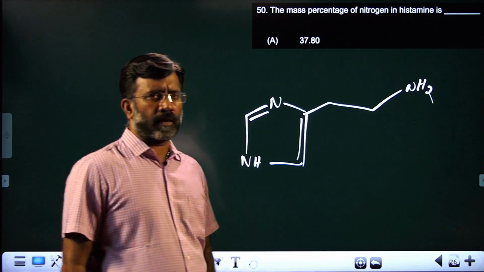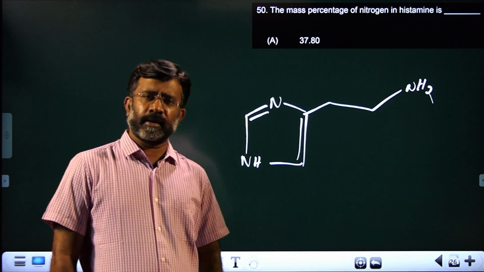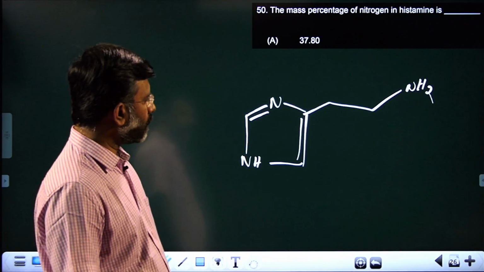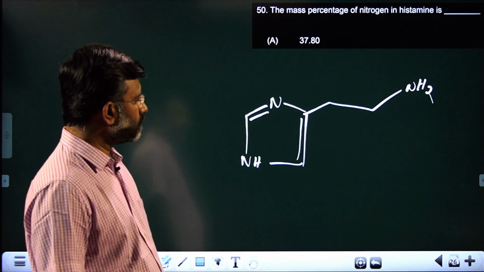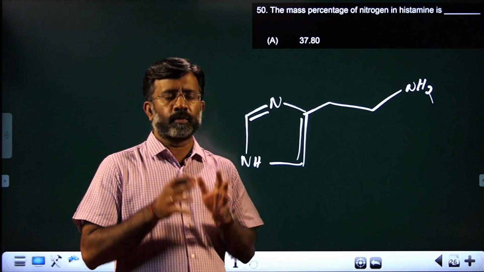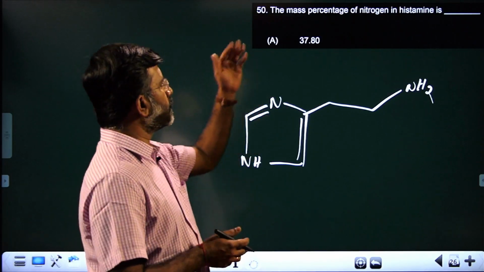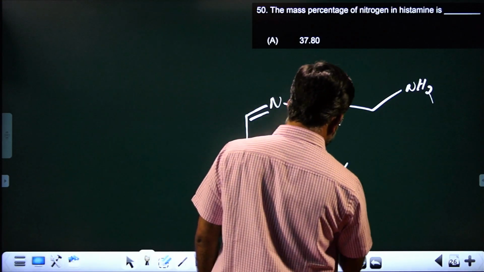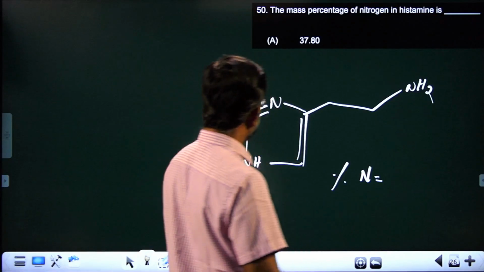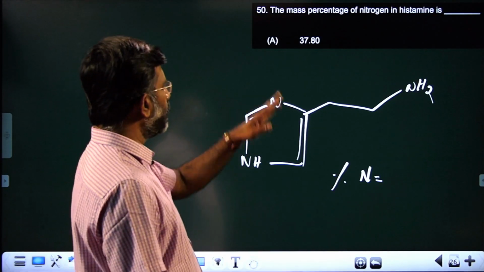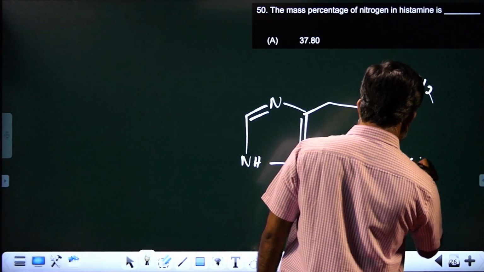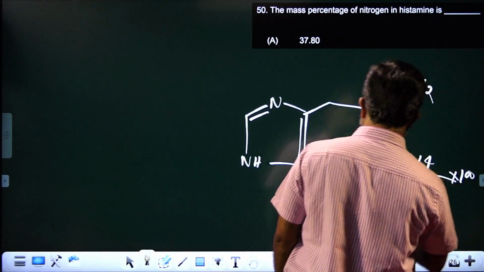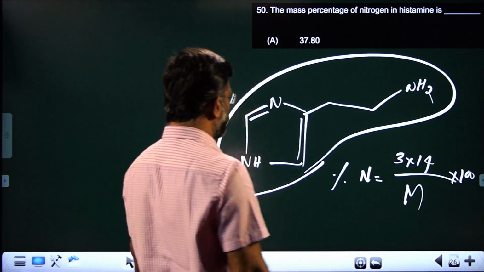It is given in the textbook, the structure of histamine, right? This is the structure of histamine. You must know this structure, or you must know the molecular formula to find out the percentage of nitrogen. So, percentage of nitrogen is equal to, how many nitrogen atoms are there? 3 nitrogen atoms. So it will be 3 into 14 divided by molar mass of this compound into 100. So you have to find the molar mass of this compound.